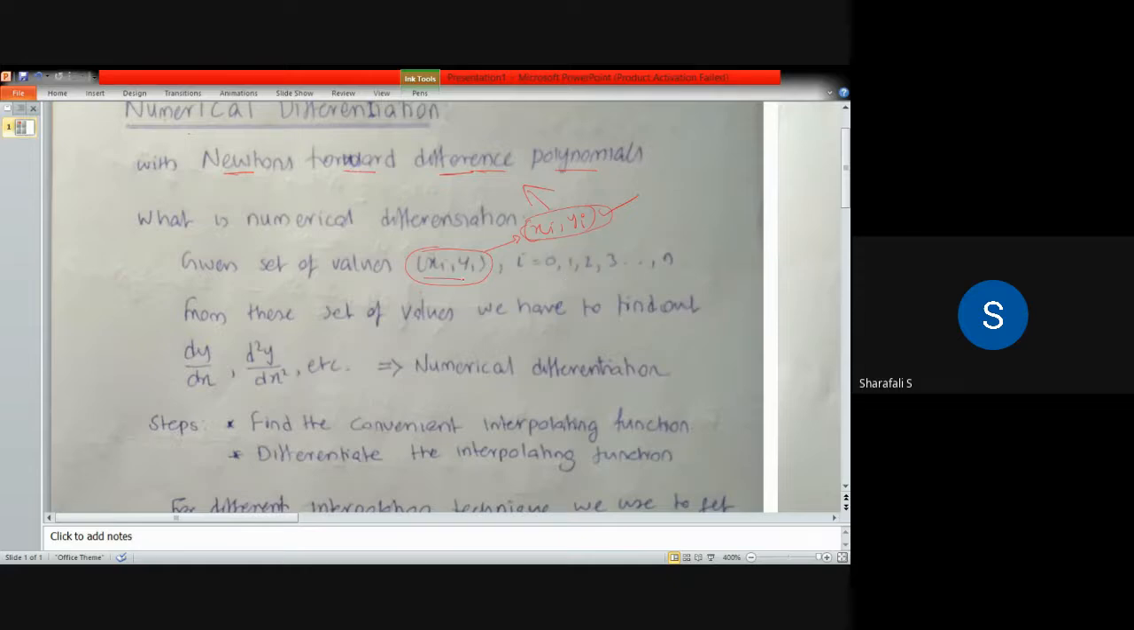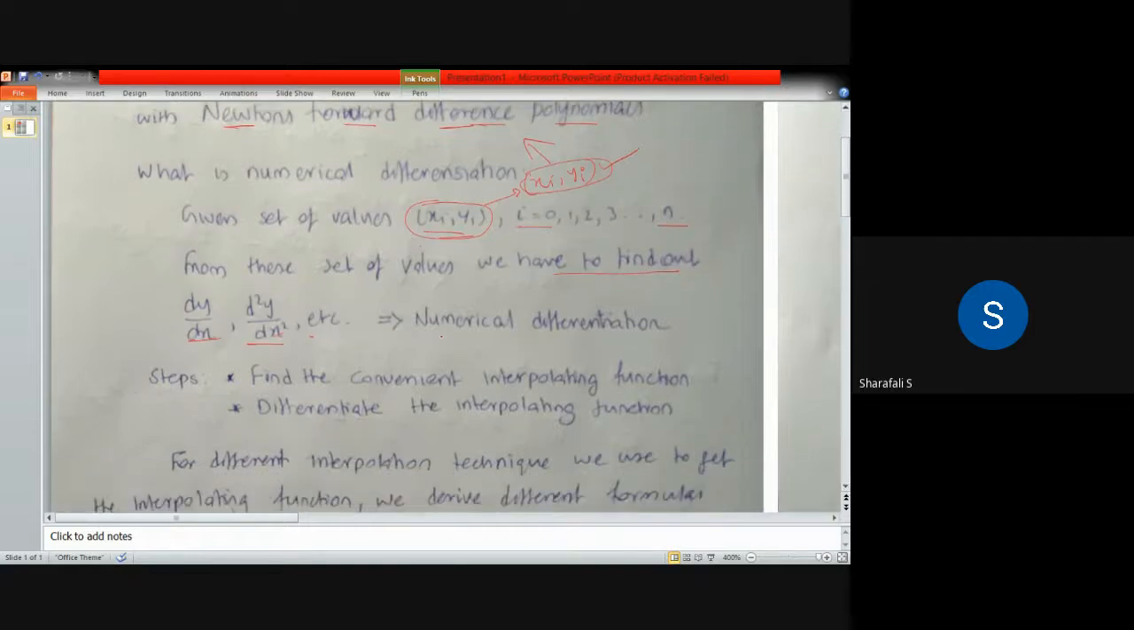These are the points that are given, xi comma yi, and i runs from 0 to n. From this set of values we have to find dy by dx at any point in this range of x values. Similarly, d square y by dx square, etc. This particular technique is called numerical differentiation. Basically, we have a set of points, and from that we have to find the differentiation of that function, which we find through the interpolation technique.